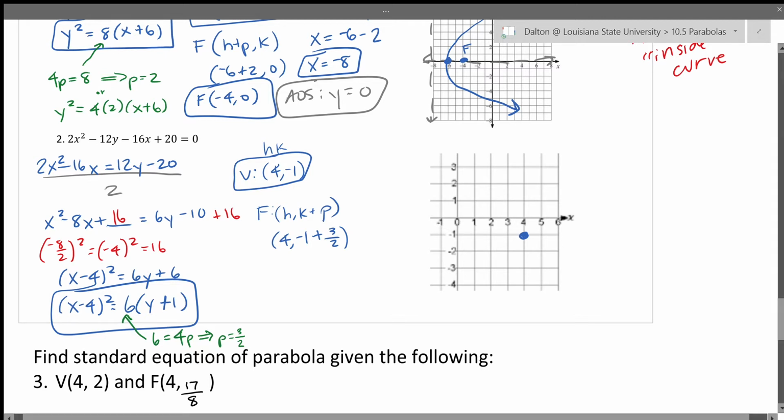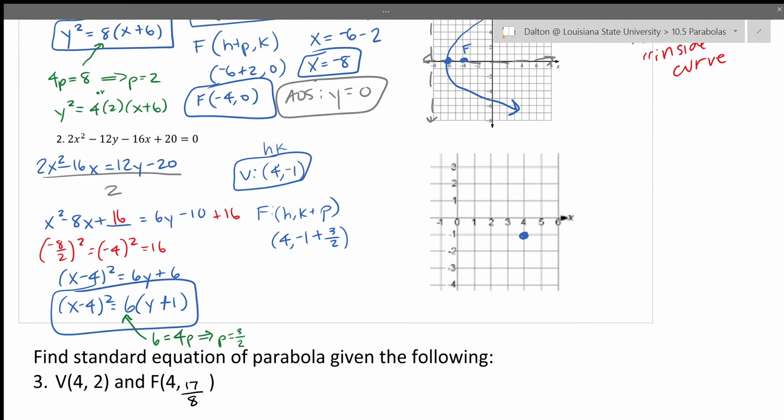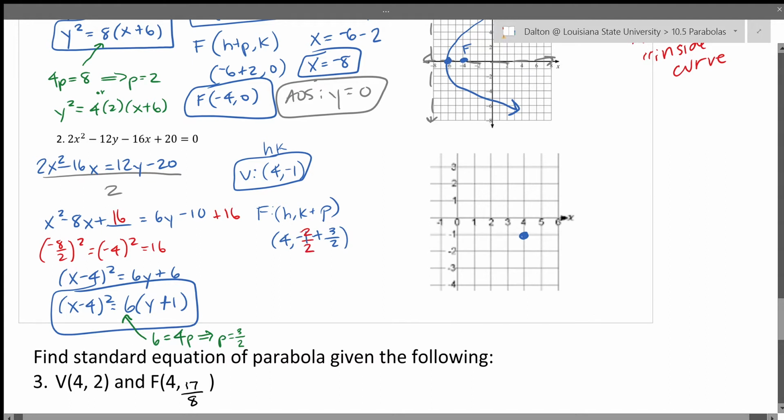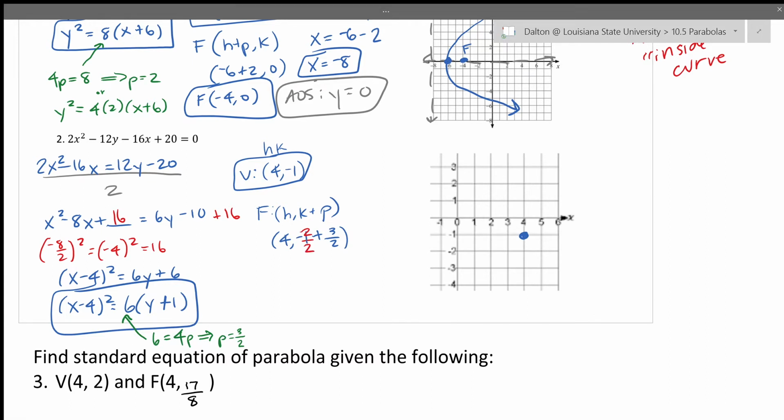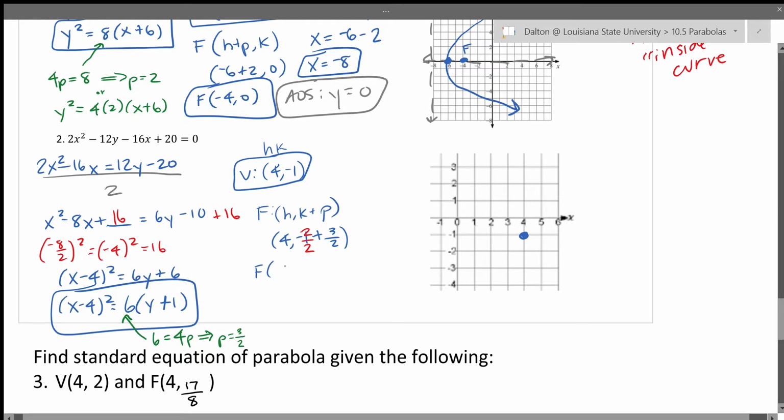If I want to add negative 1 plus 3 halves, I need to have common denominators. Right now, I have negative 1 over 1. So if I want this to have a denominator of 2, I'm going to multiply this by 2 over 2. So if I have negative 2 over 2, then my focus will be 4, negative 2 over 2 plus 3 over 2 will be a positive 1 over 2. And just kind of estimate where that is, about a half. So it'll be 4, and then our focus will be about right there somewhere.